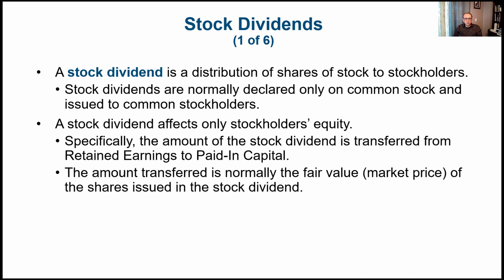So a stock dividend, on the other side, is whenever the company distributes dividends in the form of stock. So a stock distribution of shares is a distribution of shares of stock to stockholders. Stock dividends are normally declared only on common stock and issued to common stockholders. We rarely see, actually we don't ever see, stock dividends for preferred stockholders. So stock dividends affect only stockholders' equity. Specifically, the amount of the stock dividends is transferred from retained earnings to paid-in capital. The amount transferred is normally the fair value or the market price of the shares issued in the stock dividends.